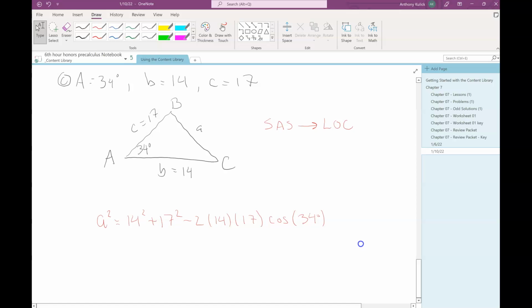And so right now I have a squared. What do I really want though? A. So what do I need to do? Yeah, we'll square root both sides. Notice that at no point in here am I going to type these things into my calculator and get some intermediate number.